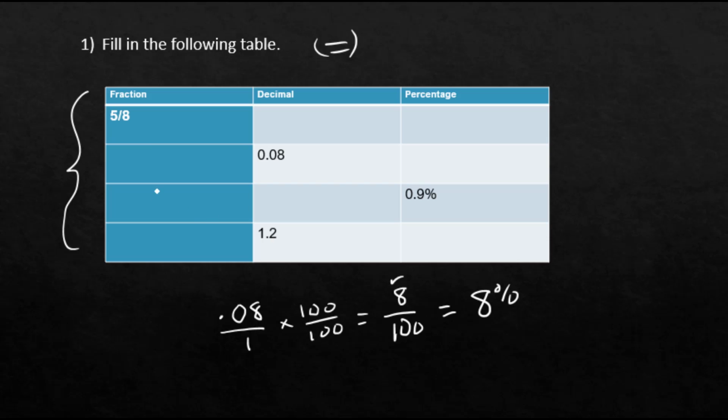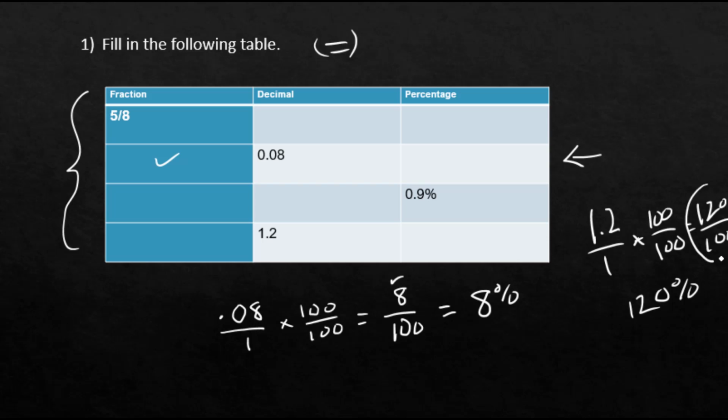So that fraction you can put here, and the percentage you can put here. Now 1.2, let's look at that one. 1.2 means 1.2 over 1. So we're going to make it a percentage and a fraction, multiply the numerator and the denominator by 100, and you get 120 over 100, which is 120%, and there's your fraction. Nobody asked you to reduce it. And remember, 0.9% means 0.9 over 100.